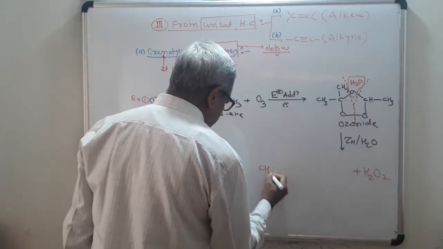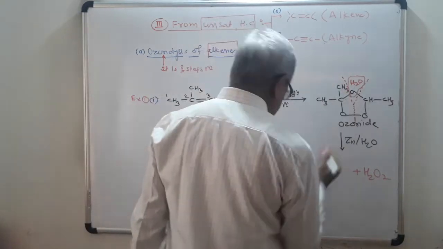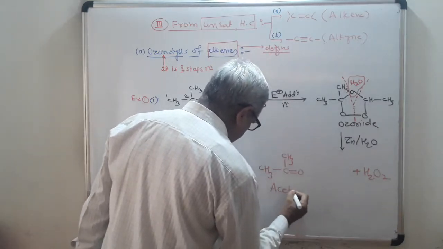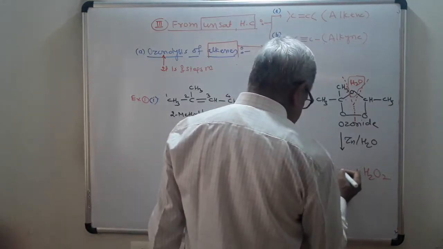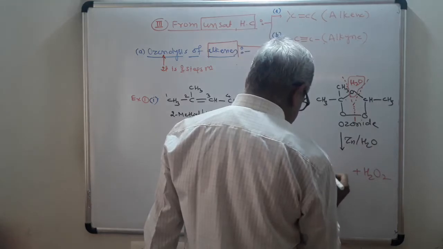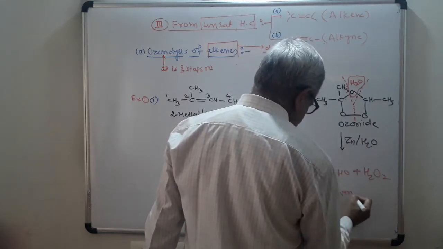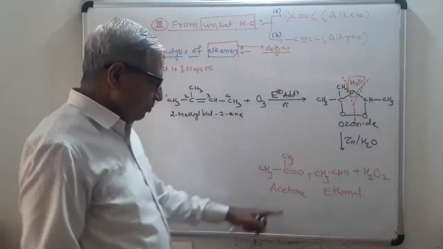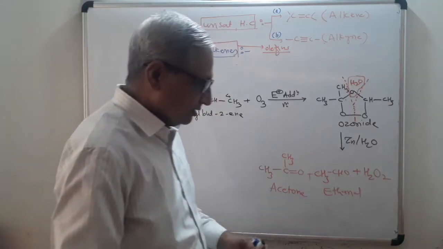And see the remaining molecules. One molecule is like this, CH3. It will attach to the carbon-oxygen double bond. It is acetone. See the other molecule. The other molecule is CH3CHO, that is acetaldehyde. CH3CHO. So by this method we can prepare both aldehyde as well as ketone. So these are the examples.